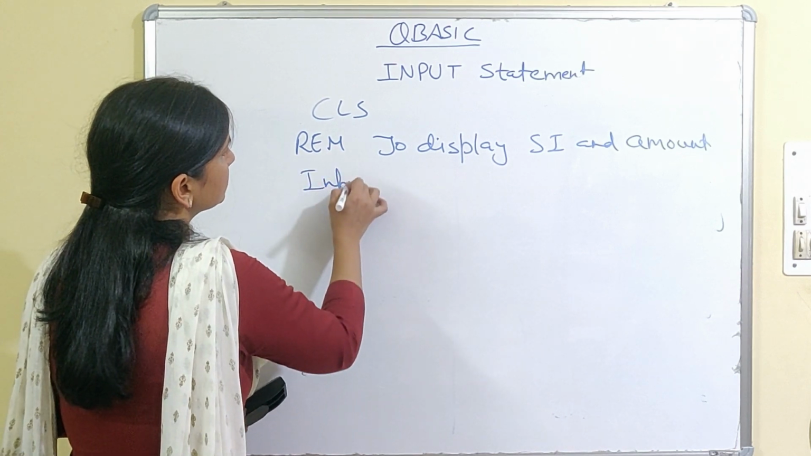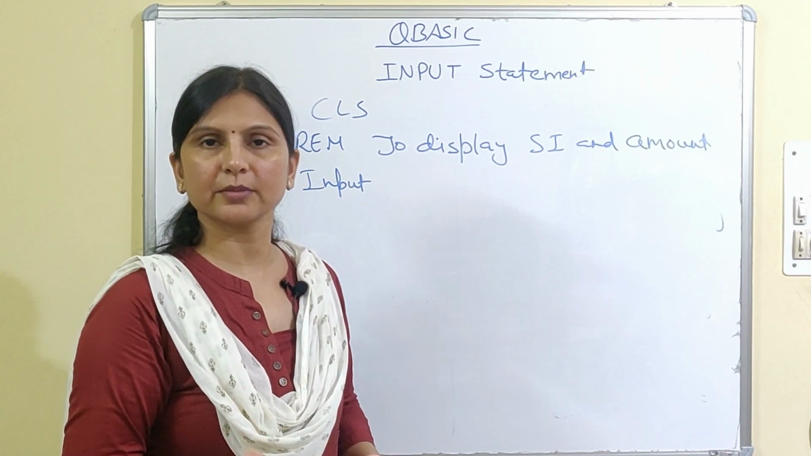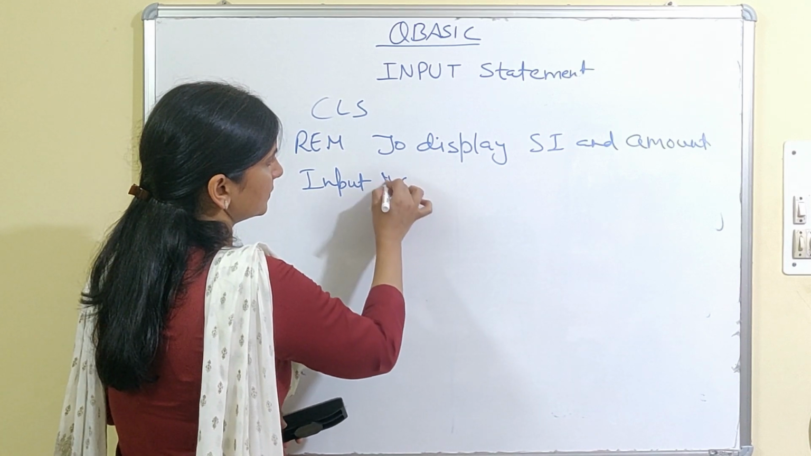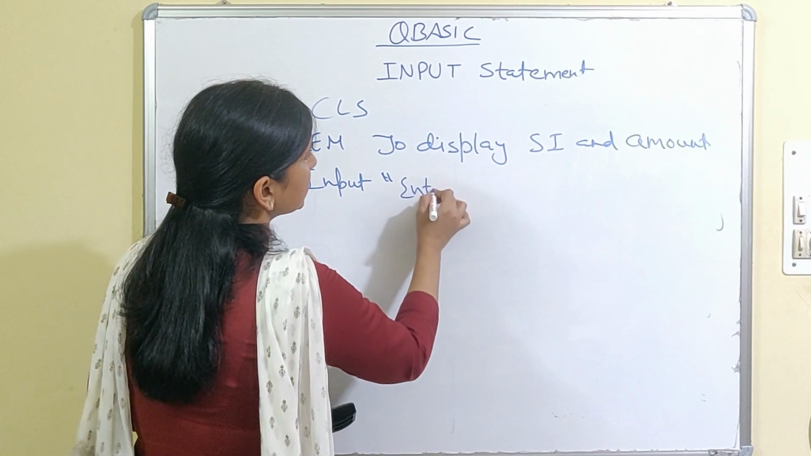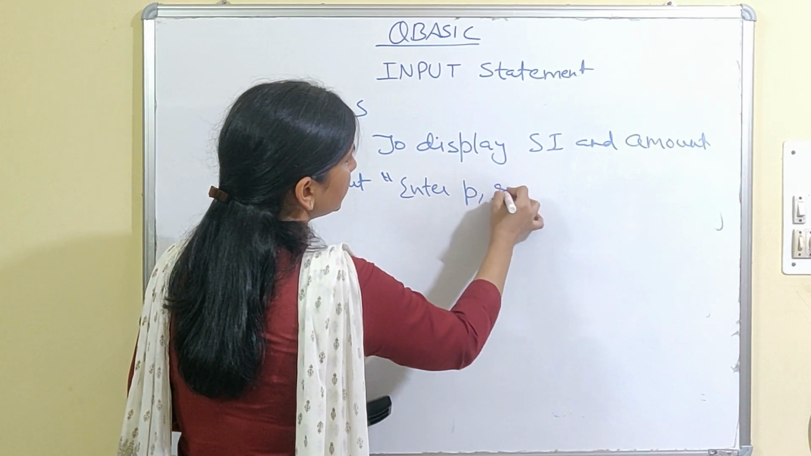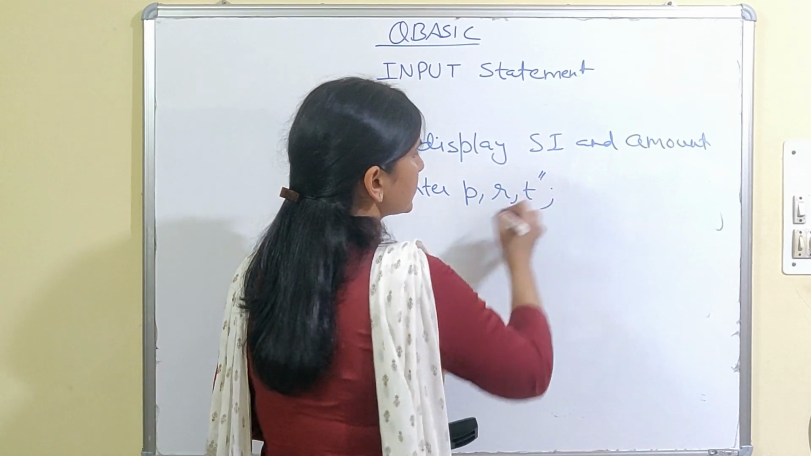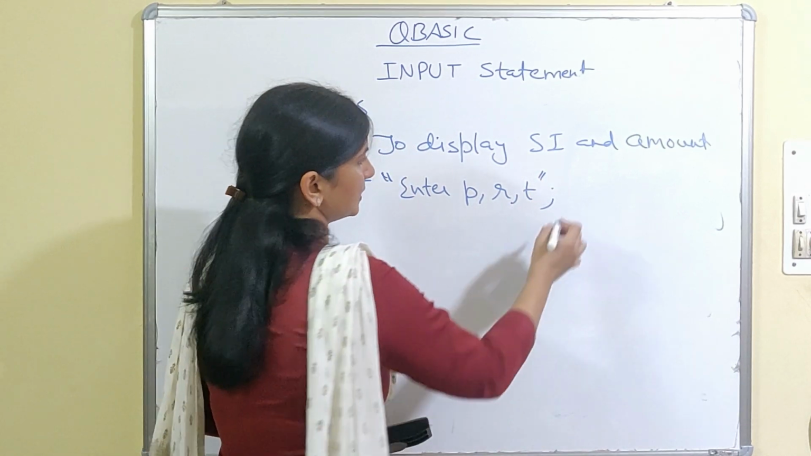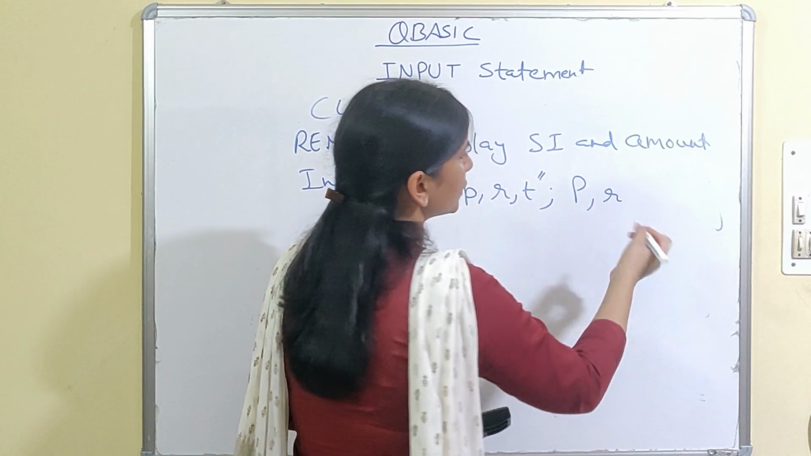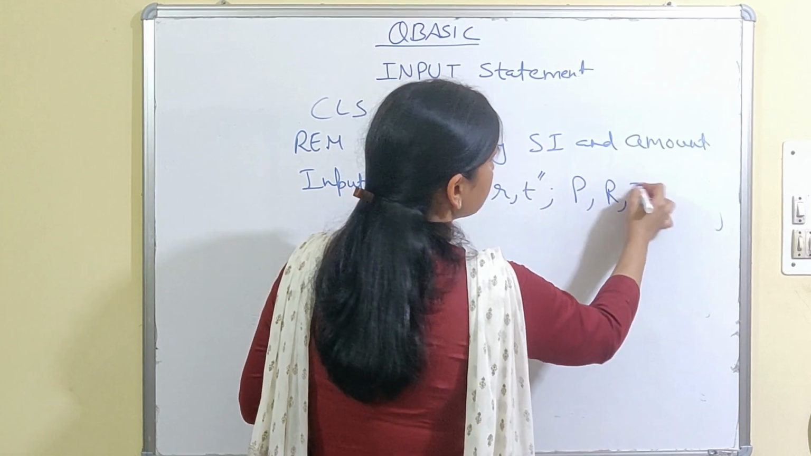Input. So what do you need to calculate simple interest? You need principal, rate and time. So message, double quote start, enter principal, or in short I am writing PRT. This is a message. Message close. Now I am taking variable. P capital I have taken. Okay. R small is your wish. Either you take all capital, you can, it's your wish completely.